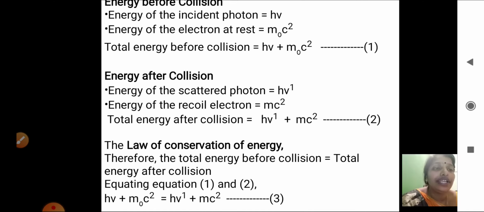Now equate both. According to the law of conservation of energy, the total energy before collision equals the total energy after collision. Equating 1 and 2: h nu plus m naught c squared equals h nu dash plus mc squared.